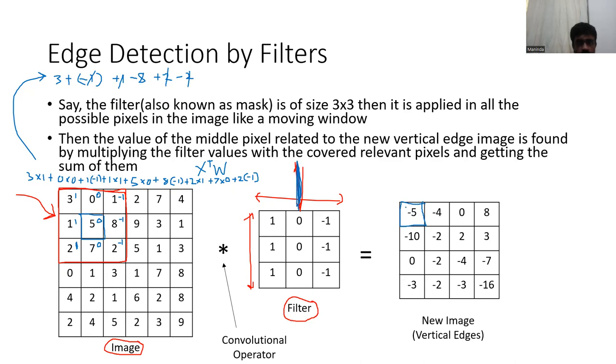So this one. This is the value that we get for the output image or the new image, right? This new image is for generating the vertical edges of this original image, right? So then what we do is, at the moment we have calculated the first pixel of the new image. Now we want to calculate the second pixel of this image, right? So let's do it as well.